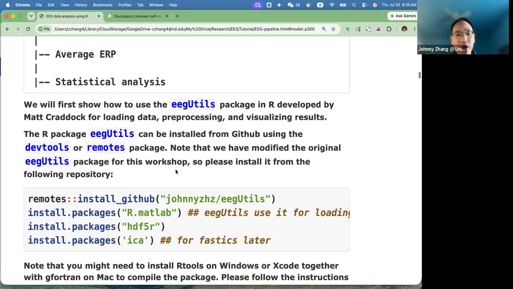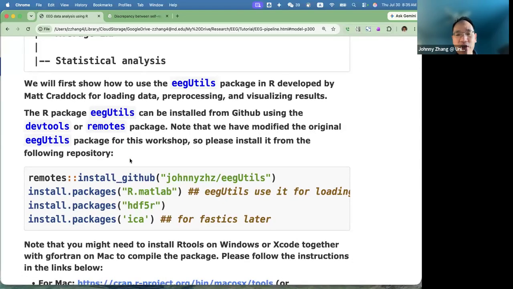Before that, let's install the R packages we need to use for the data analysis. I have sent you an email with the instructions to do this. So if you have done this, you can do the data analysis. If you haven't done it, it's okay. You can just follow the notes here.